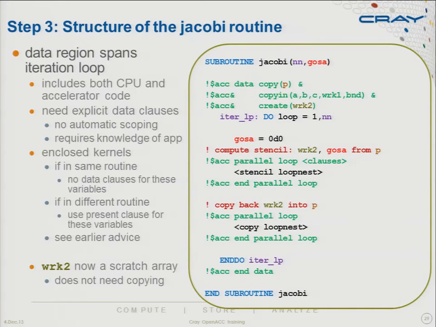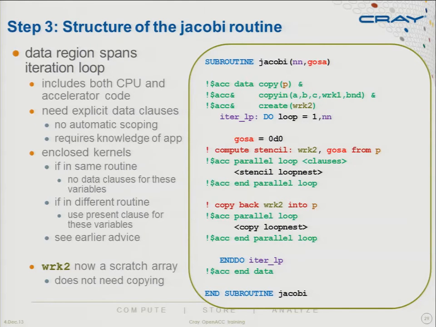Work 2, from the point of view of this iteration loop, is a temporary array. It's scratch space. It's initialized here, and then it's copied back into the data array here, and then we start again. So we say it's create. No data movement at all.